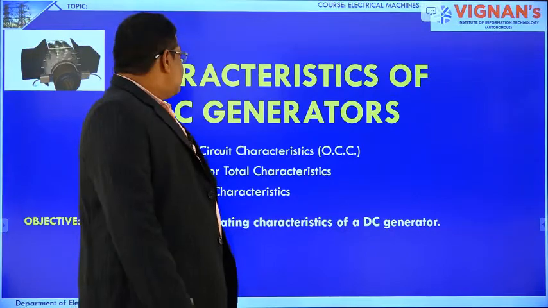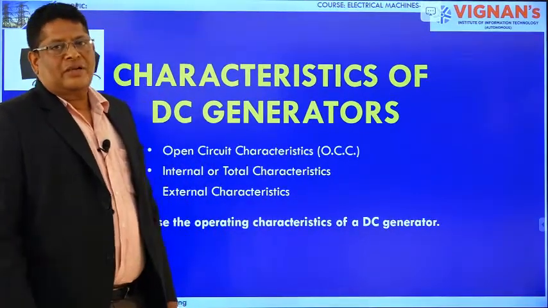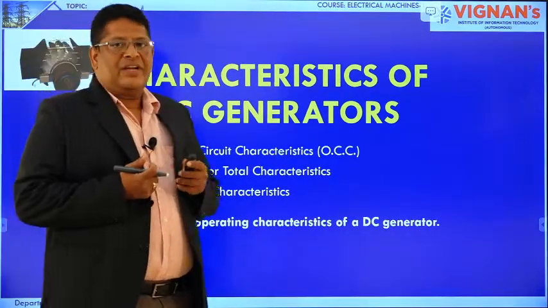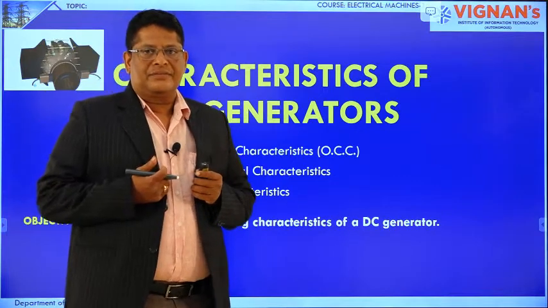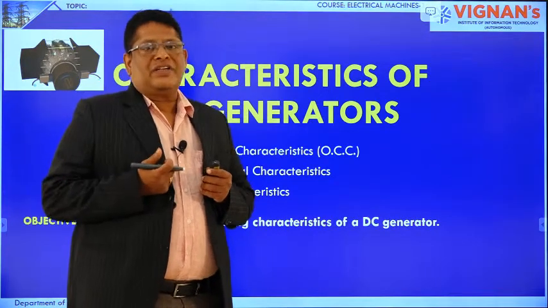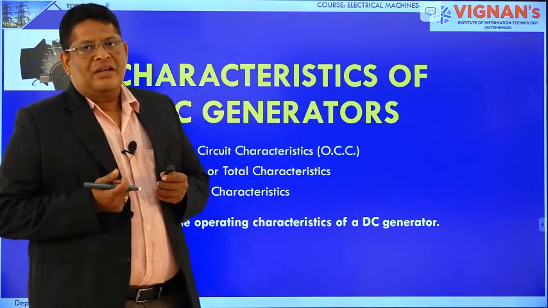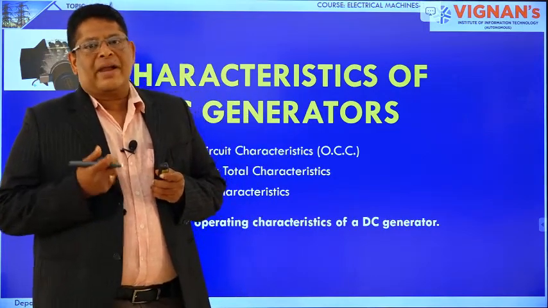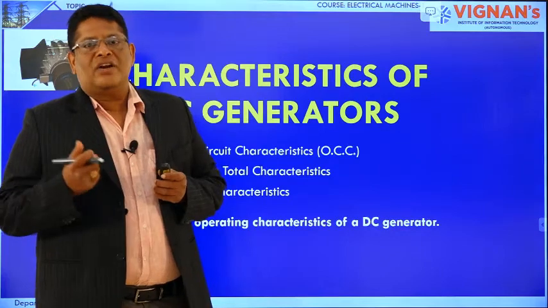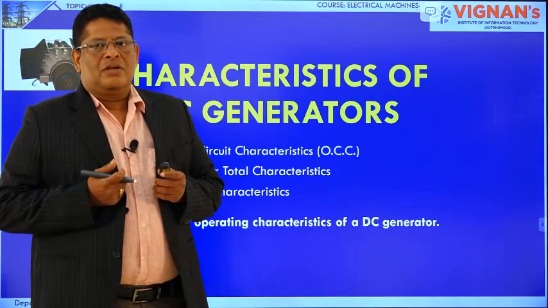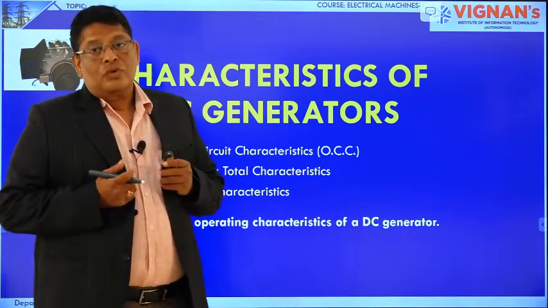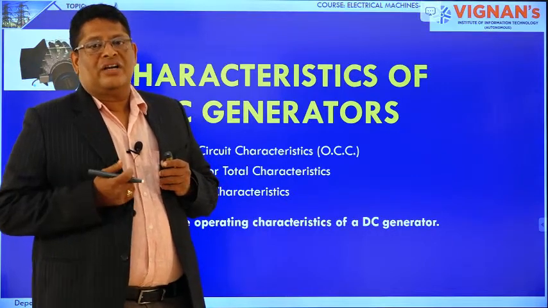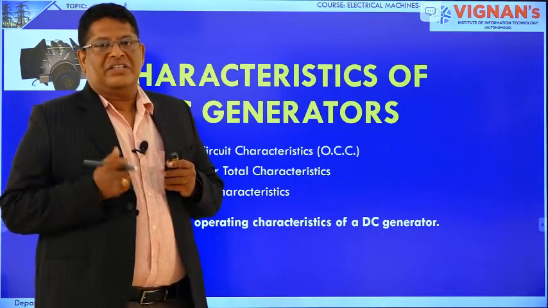Okay, in this class, we are going to discuss the characteristics of a DC generator. So let me define the DC generator initially. A DC generator is an electrical machine which converts mechanical input to DC electrical output. But in this lecture, we are going to concentrate only on the characteristics of a DC generator.